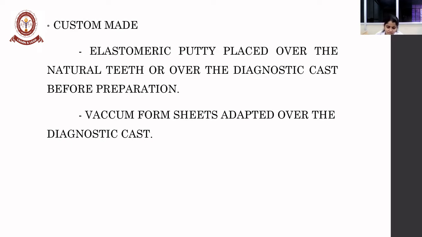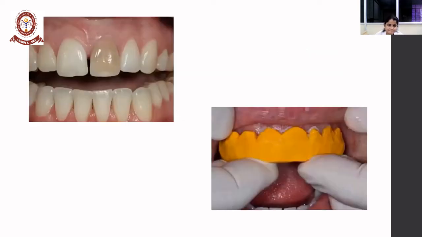For making the custom made restoration, we can take the impression of the natural teeth before preparing the tooth, with the help of either elastomeric impression material or vacuum form sheets that are adapted over the diagnostic cast. There are two types of methods. This is how it should be done.